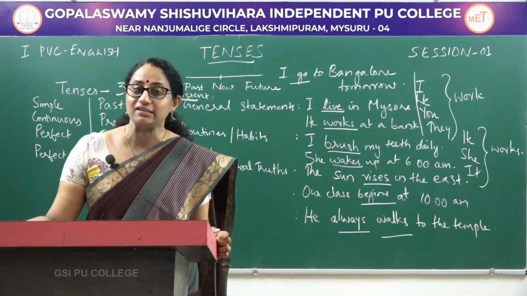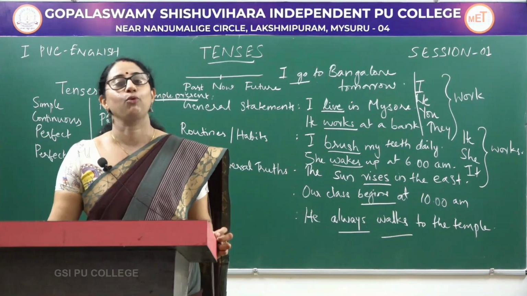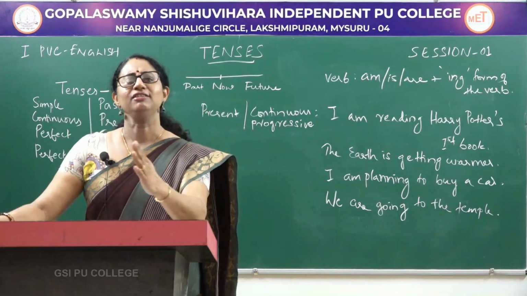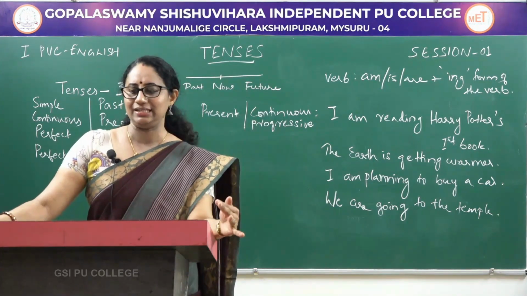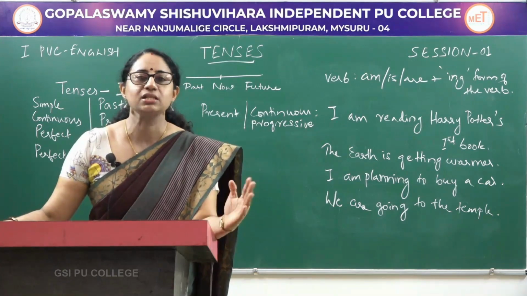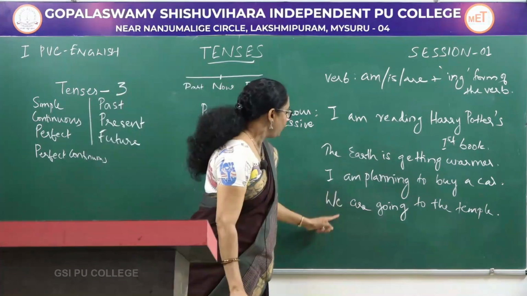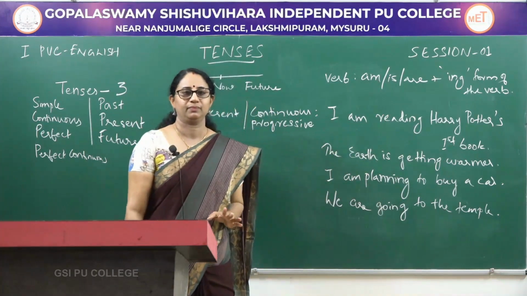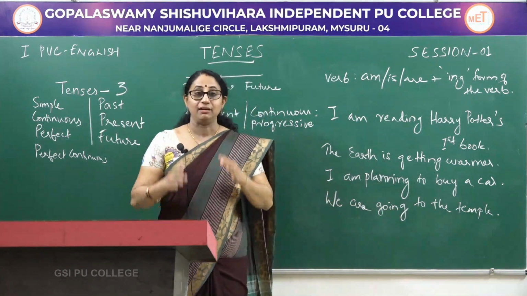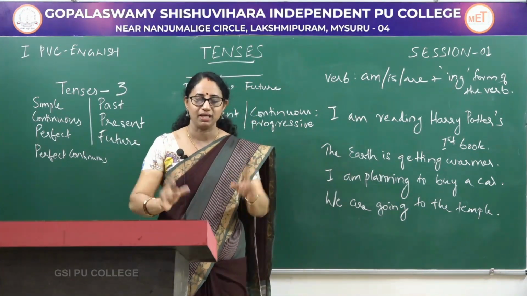Now let us move on to the next tense, that is present continuous or present progressive. So you all know, what do you mean by continuous? An action that is continuing. So present progressive tense or present continuous tense is used to represent actions which are continuing for some time in the present. Say for example, we are going to the temple. What does this mean? When you say we are going to the temple, it means the action of going to the temple is in progress. At the moment of speaking, you are going.